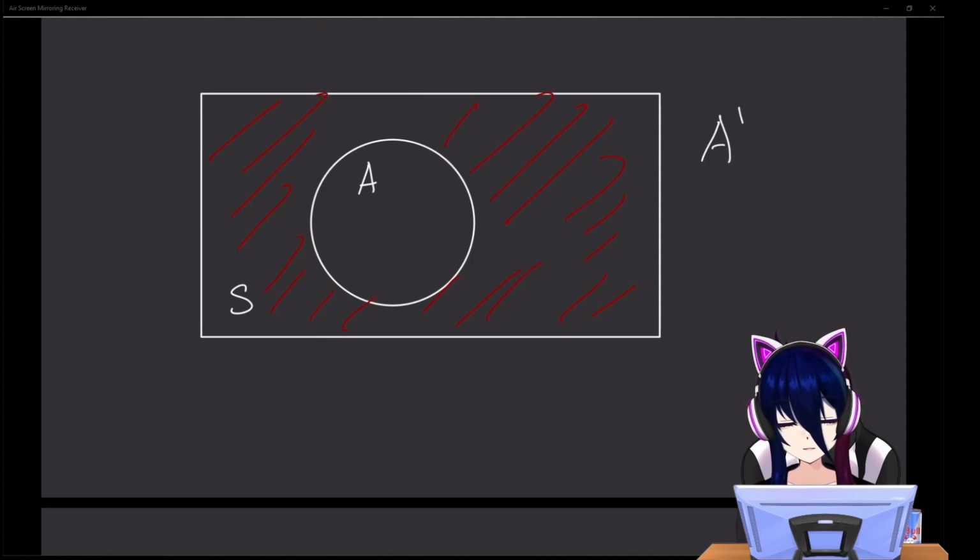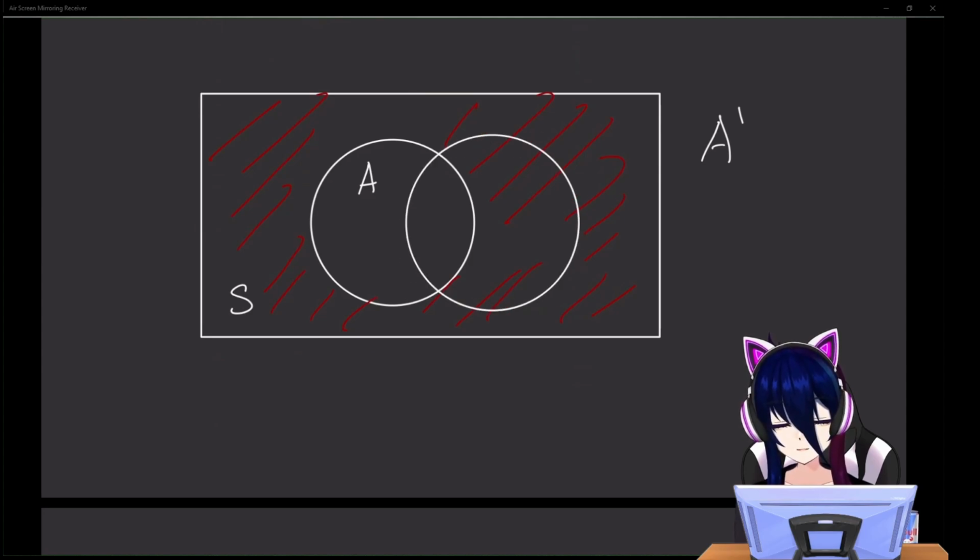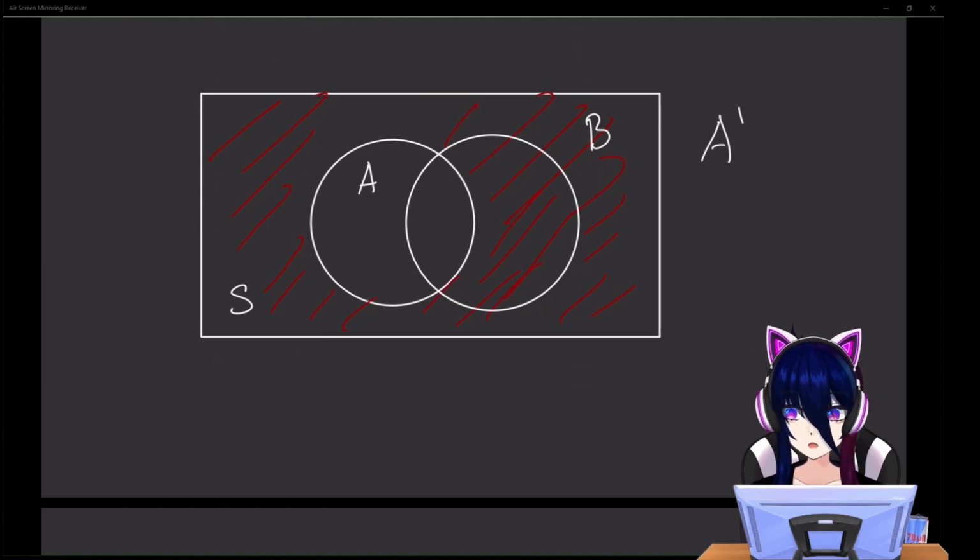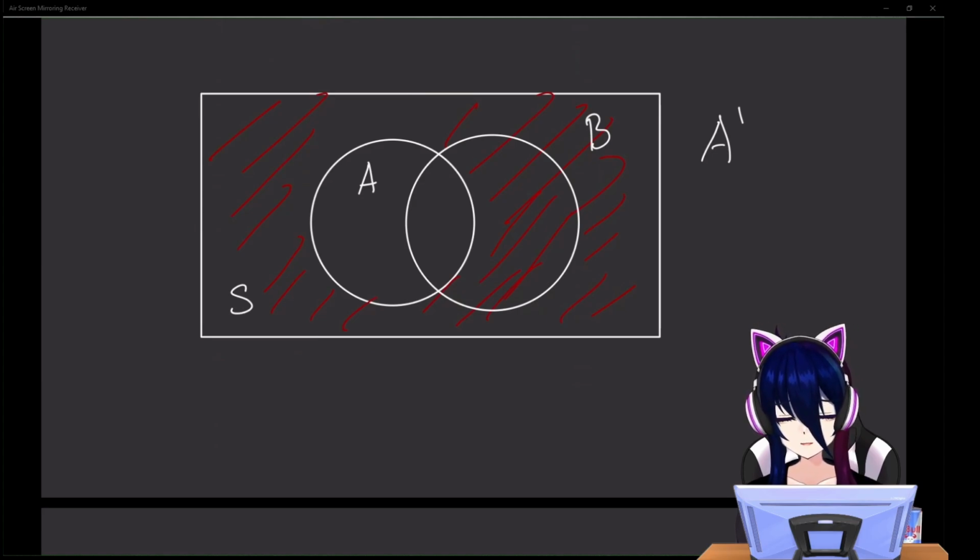Now, that's pretty simple, complement of A, everything outside of it, but something to think about is that if I have a second set, B, well, B is partially in the complement of A. And so when we have to look at these relations, we have to think about how much is in one set but not in the other, and it gets pretty interesting from there.